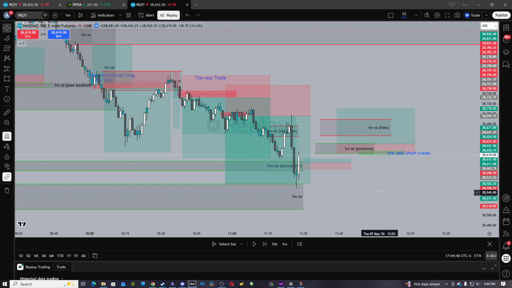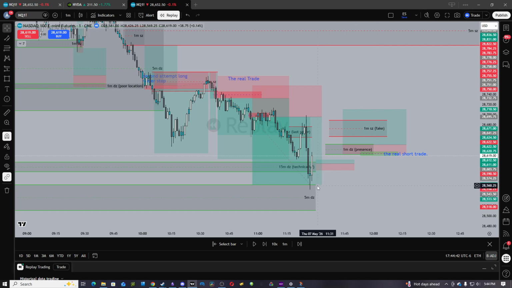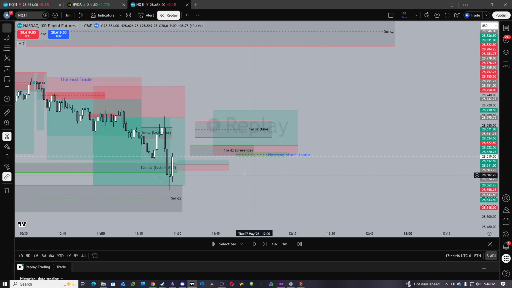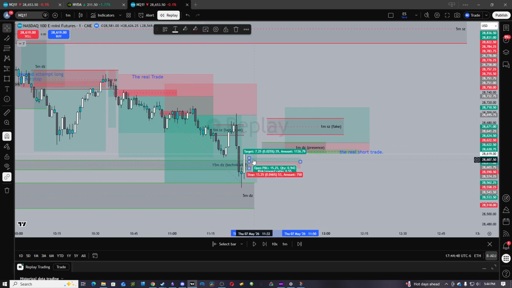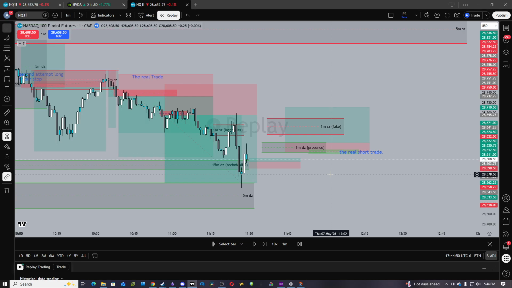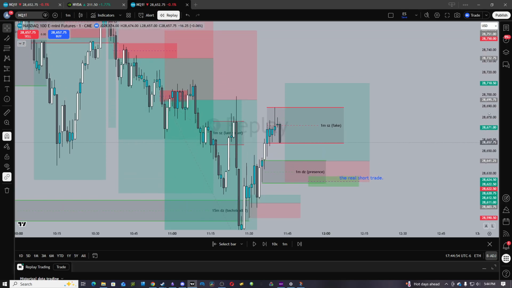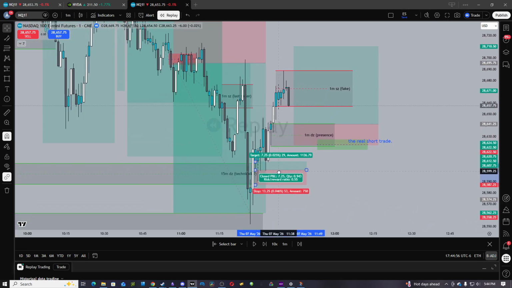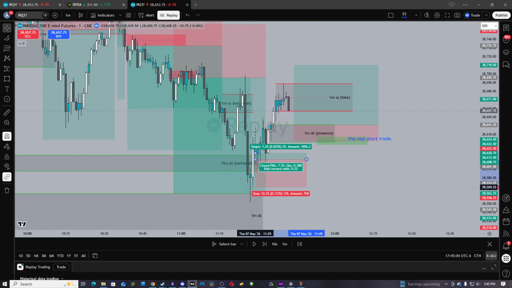Yep, price ends up touching this 5 minute demand zone at the distal. I actually took a trade, but I had a very tight stop. Boom, stopped out. This was where my entry was. I didn't trust it, so I moved my stop. I was too scared to risk 20 points, or at least to this bottom or this wick.